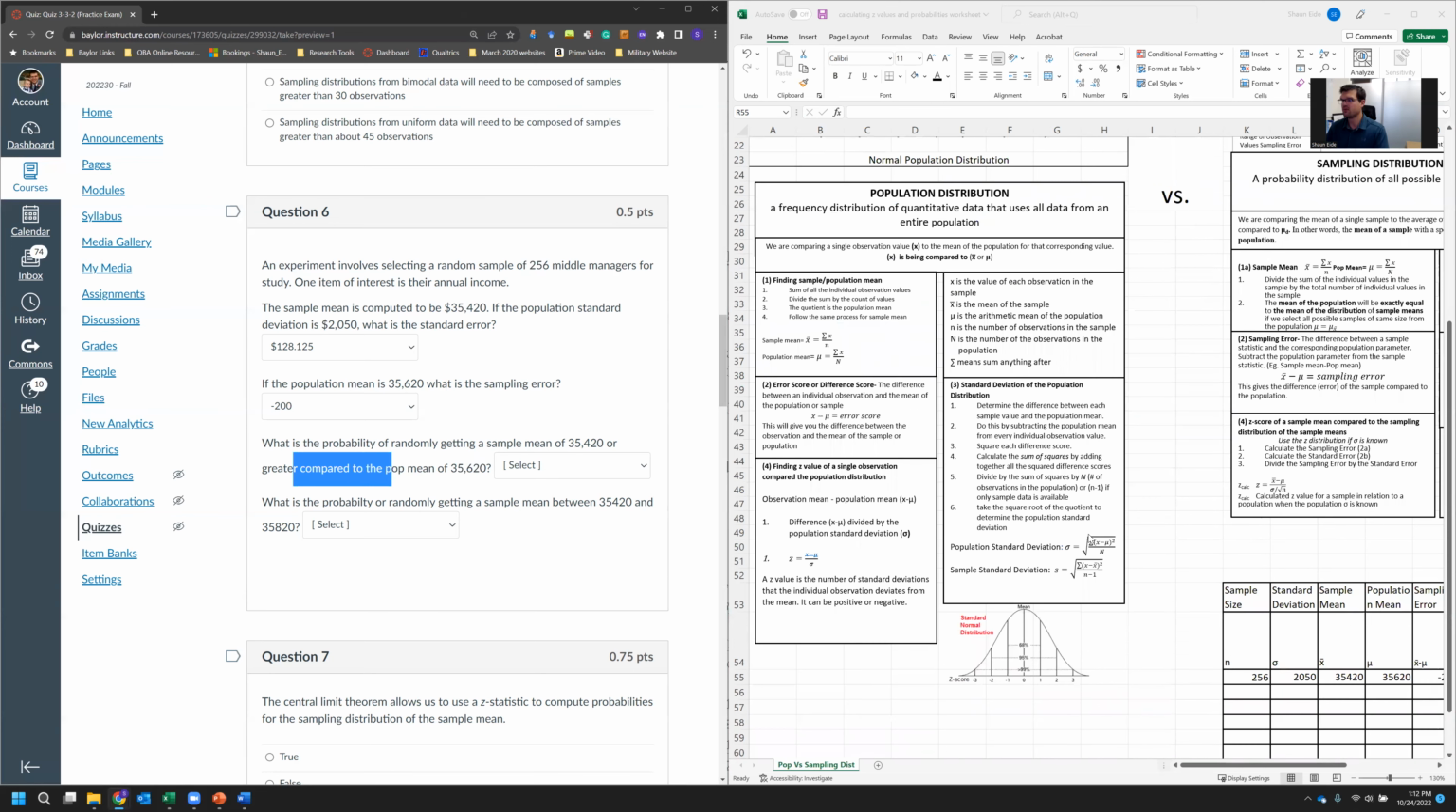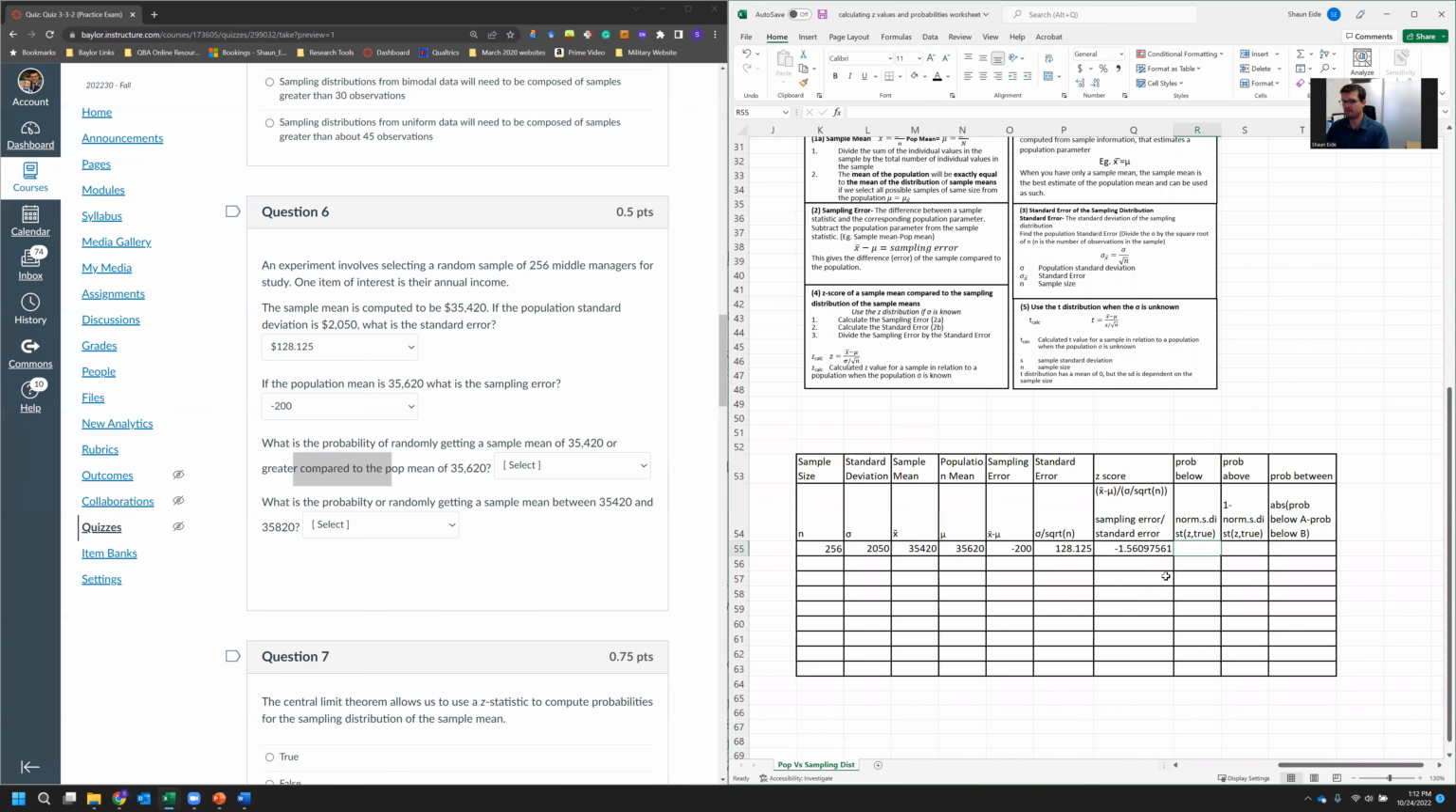So we're going to come right here, and this is the probability below. So equals NORM.S.DIST, the z-score, true. That gives you the probability of it being below. Then we're going to get the probability of it being above, and we're just going to do equals 1 minus the probability of it being below, which gives you 0.941.